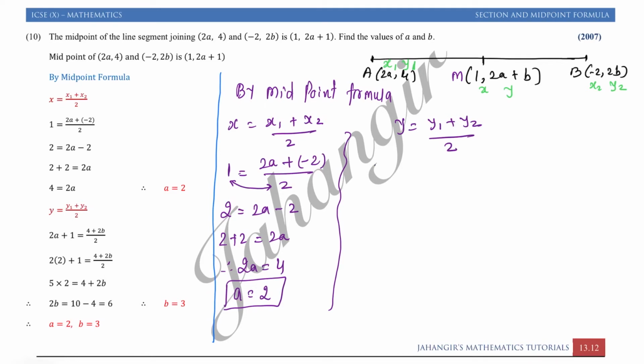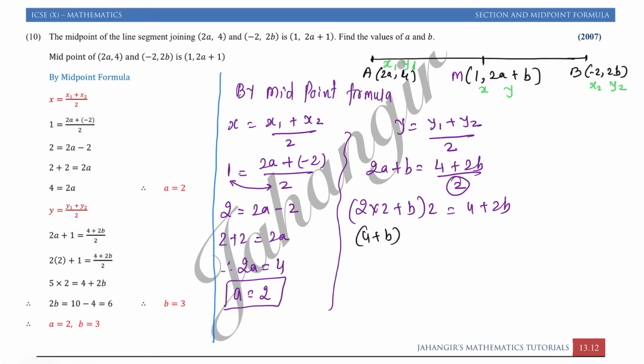Now for y we can write 2a plus b is equal to y1, that is 4, plus y2, 2b, upon 2. If you put the value of a, 2 into a is 2 plus b, whole into 2. This 2 I am cross multiplying, that is equal to 4 plus 2b. So it's not b, it's 1. I made a mistake, it's 1.